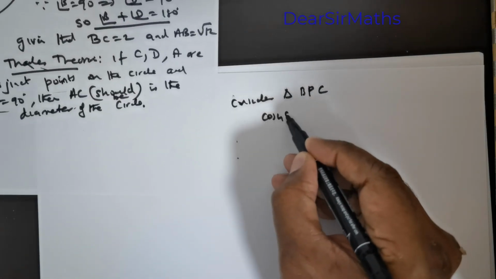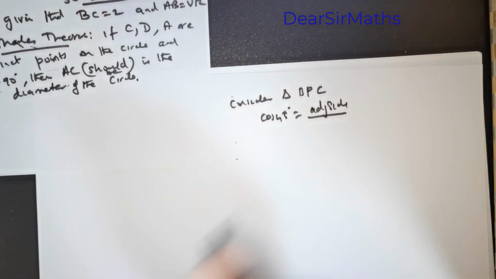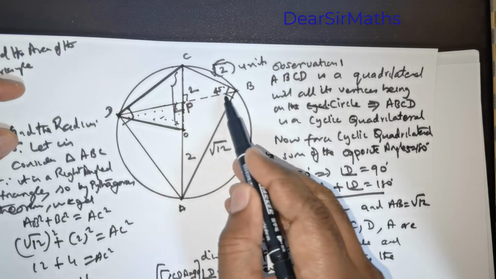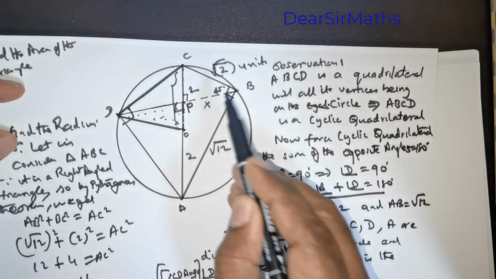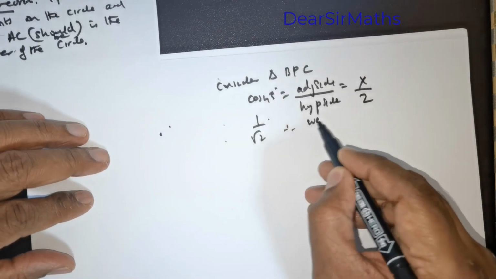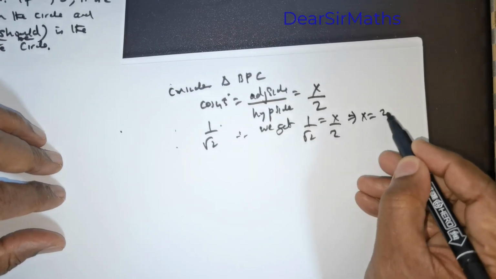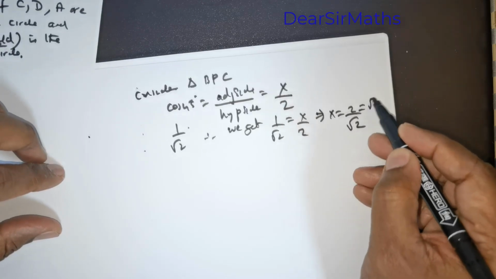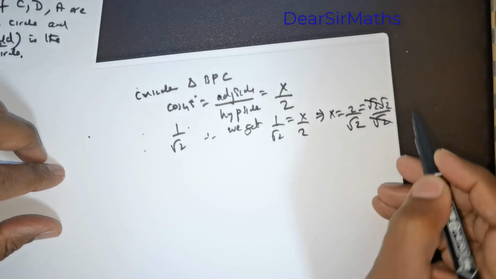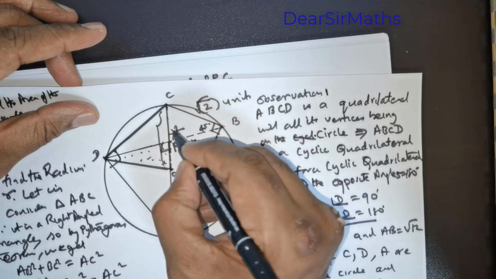Cos 45 is adjacent side divided by hypotenuse side, right? So my adjacent side, I don't know, I take this as x, but my hypotenuse side is 2 units, but cos 45 is 1 over root 2. So we get 1 over root 2 is equal to x over 2, and we need x. This means x is equal to 2 over root 2. 2 can be written as root 2 times root 2, that has to be divided by root 2. So therefore x is equal to root 2. Now this distance PC is root 2.